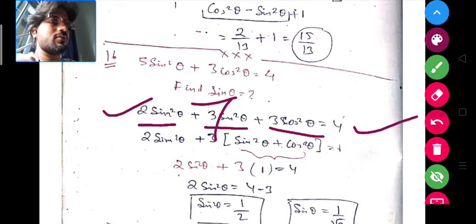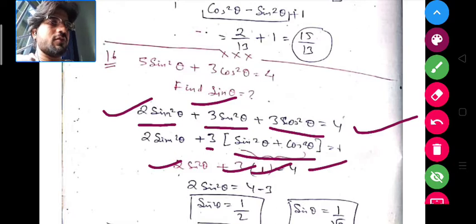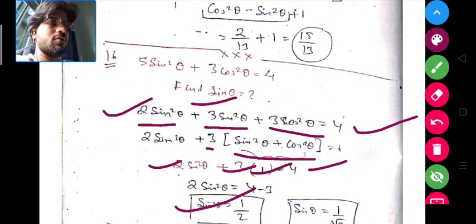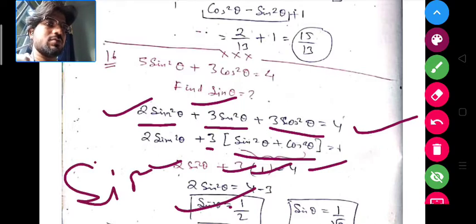You get 3 common and sin square theta plus cos square theta in the bracket. You know that the value of sin square theta plus cos square theta is 1. And you solve this equation, you get 2 sin square theta plus 3, which is equal to 4 given. So you solve it and you get finally sin square theta as 1 by 2.